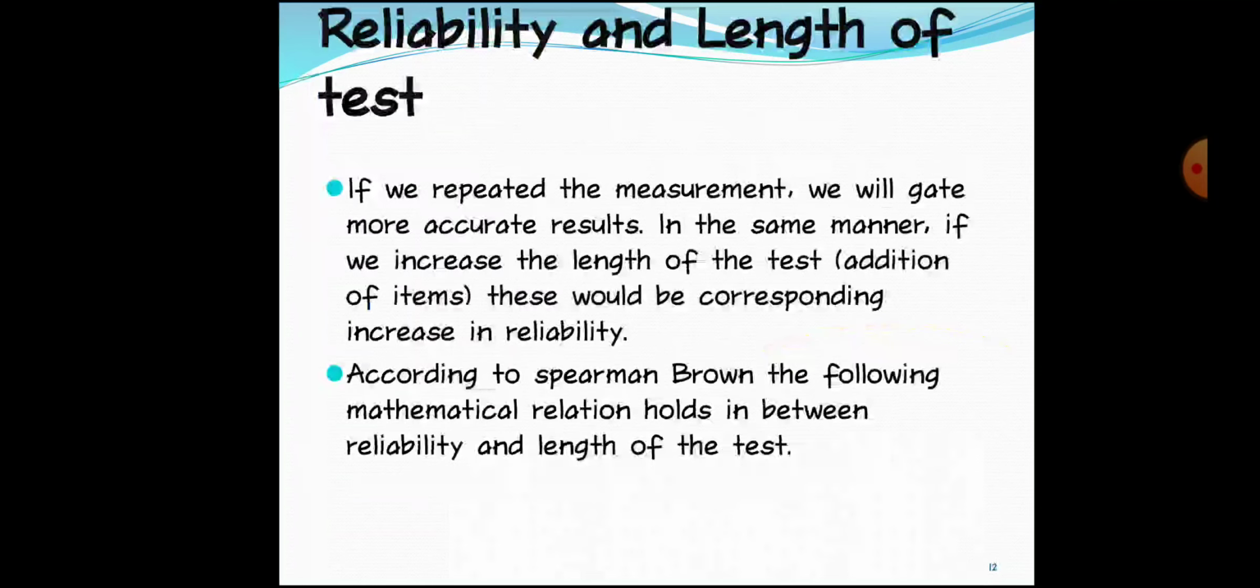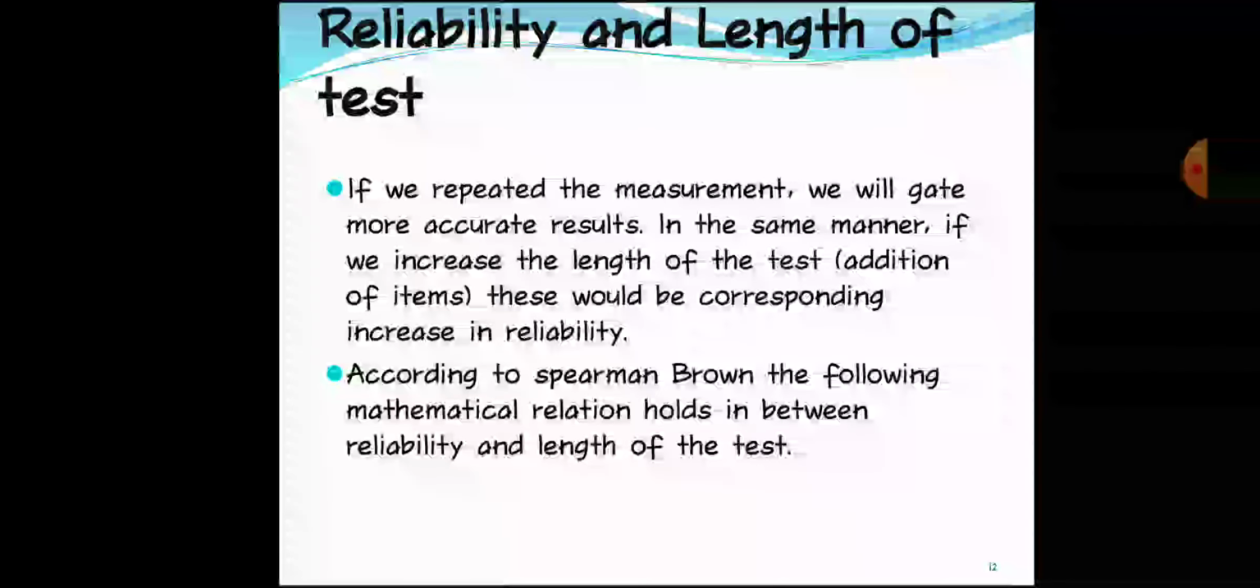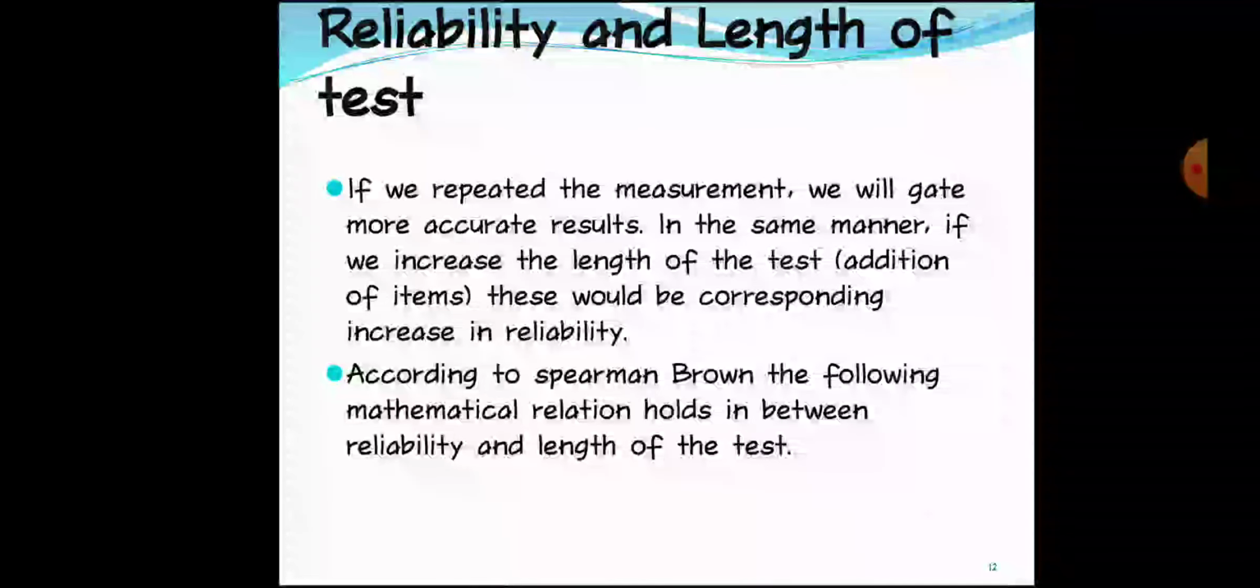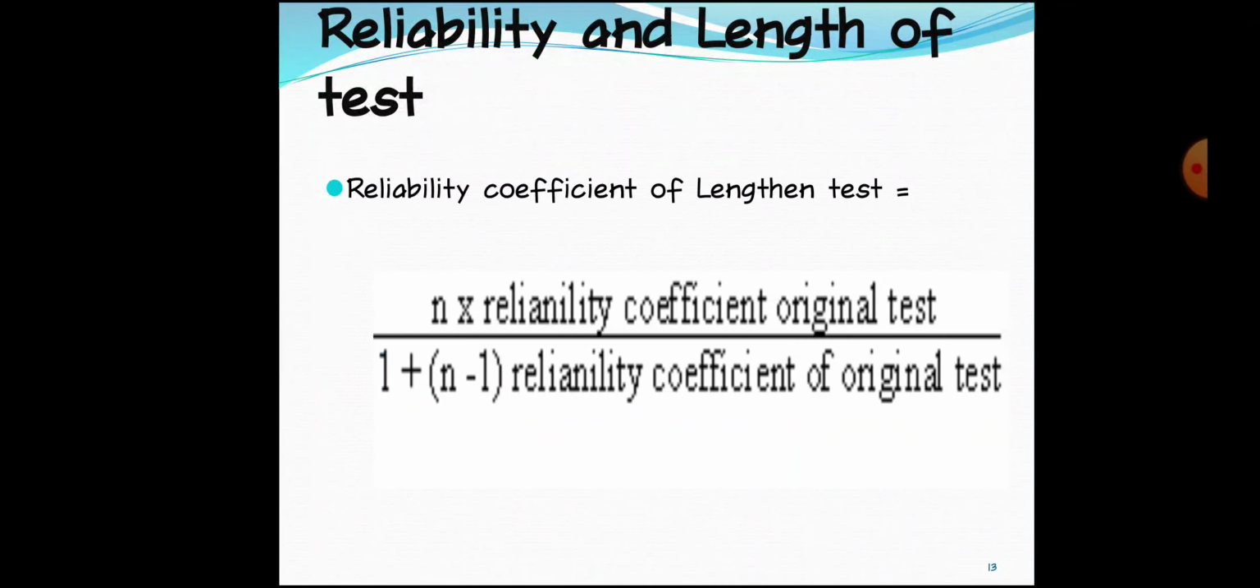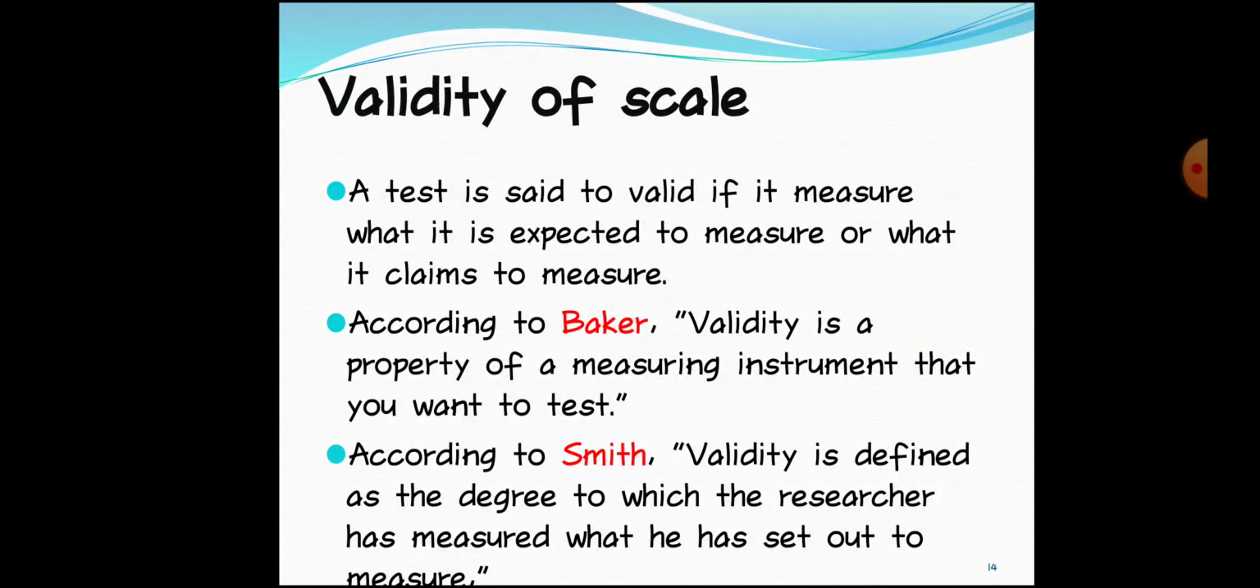If we repeat the measurement, we will get more accurate results. In the same manner, if we increase the length of the test by adding items, there will be a corresponding increase in reliability. According to Spearman-Brown, the following mathematical relation holds between reliability and length of the test. Reliability coefficient of the lengthened test = n times the reliability coefficient of the original test divided by 1 plus n minus 1 times the reliability coefficient of the original test. Validity of scale.